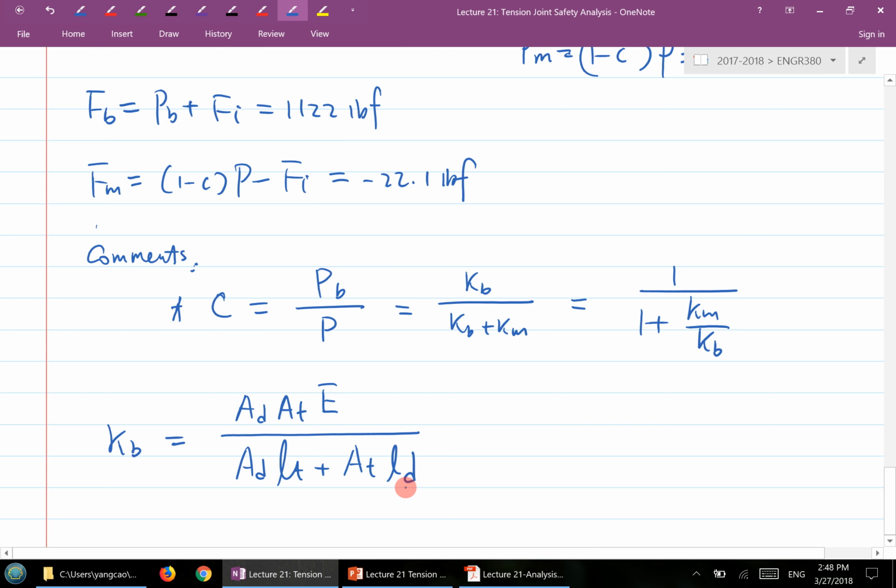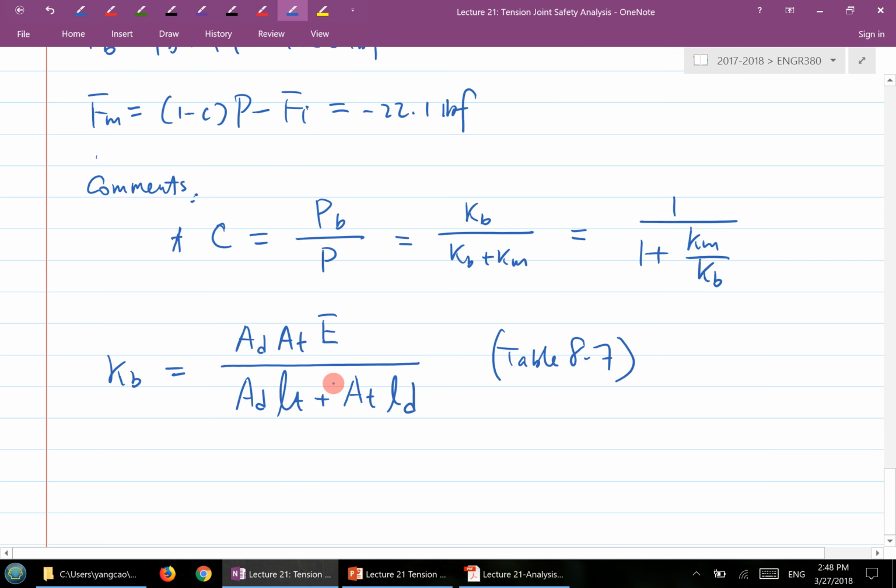And if you recall, this is one of the very important tables that I mentioned in the previous class, Table 8-7, and that's part of the exam questions. So Ad and At are the areas: At is the tensile stress area, and Ad is the major diameter area. E is the Young's modulus, and Lt is the length of the threaded portion within the member. Ld is the length of the unthreaded portion within the clamped member.